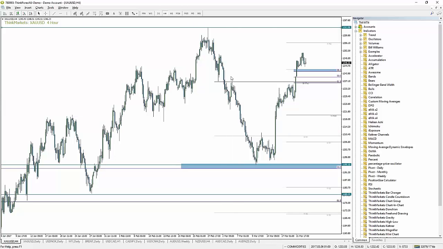In this one you've got the monthly pivot. At the time you can see it crashed through, acted as support, bounced back up. So if you're day traders, by all means use the monthly and the weekly pivots.